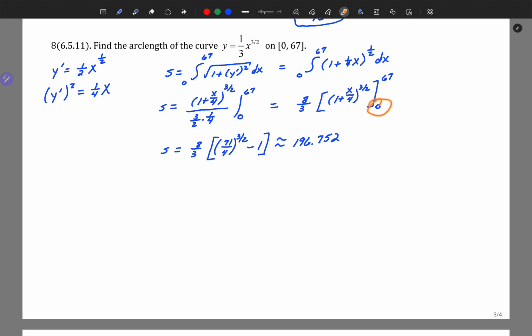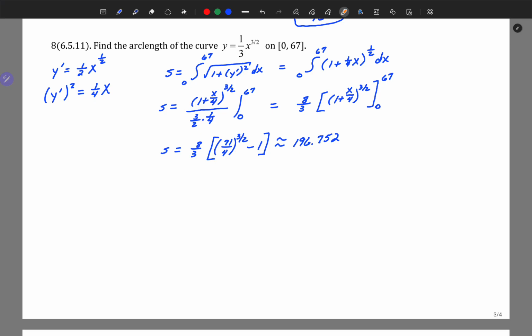When we plug in a 0, hey, look, we finally get an answer when we plug in 0. When we plug in a 0, we're just going to get 1 plus 0 to the 3 over 2. That's 1 to the 3 over 2, which is just 1. So my upper limit minus my lower limit, I multiplied that by 8/3.